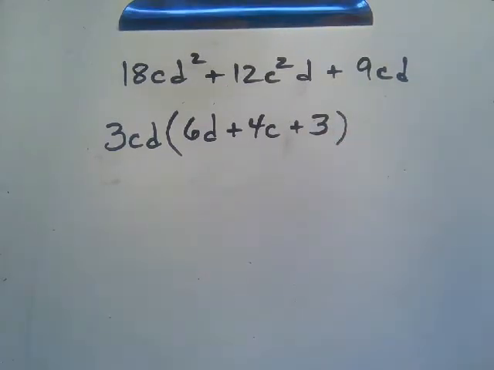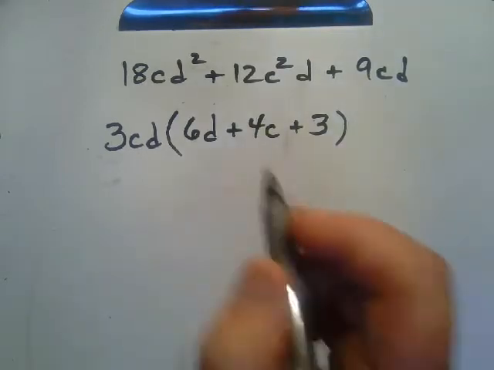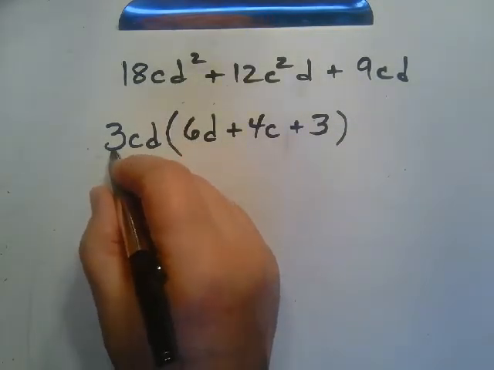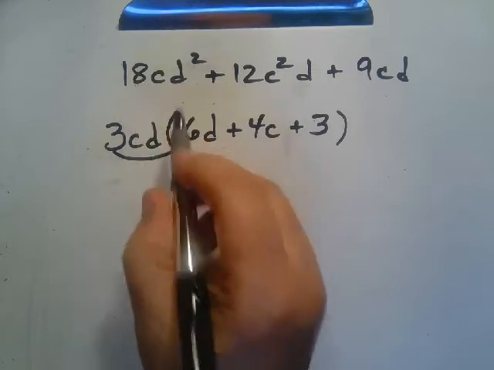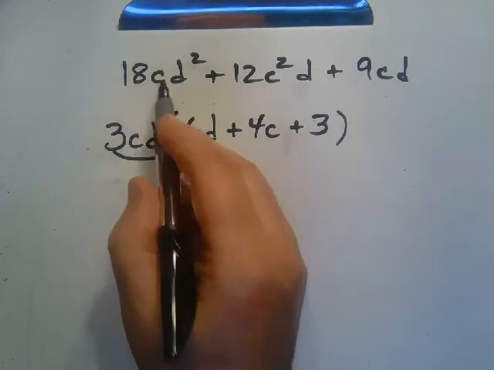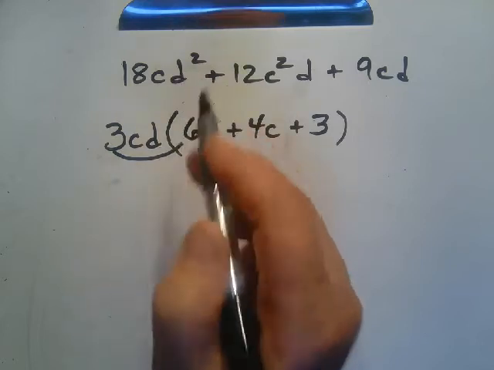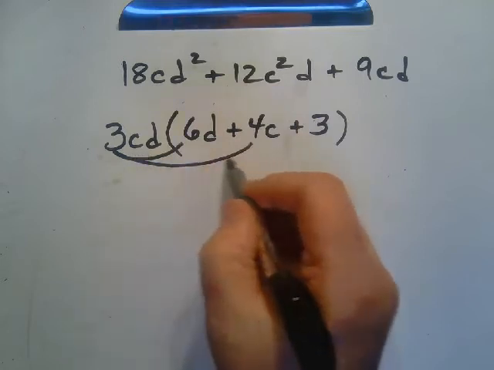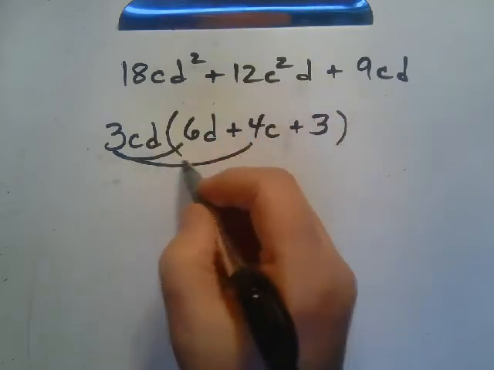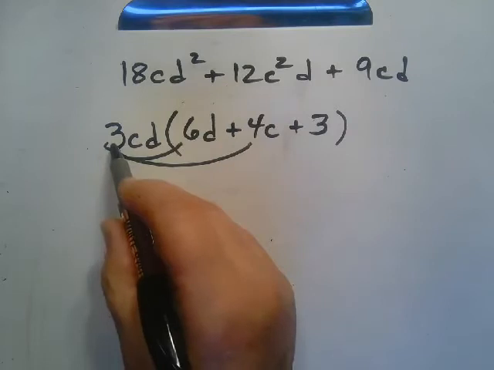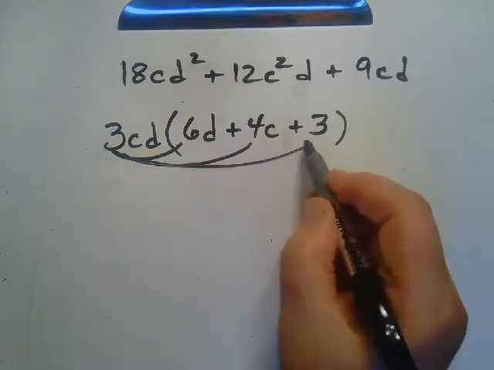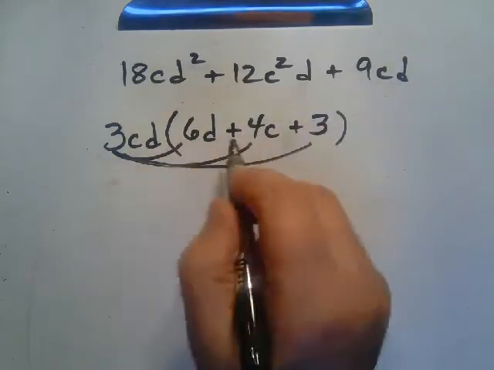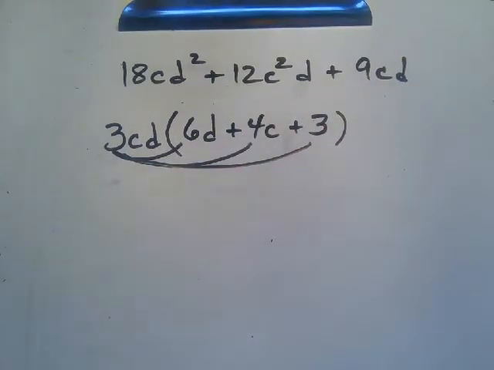So I want to double check to see that I did this. And this is a good practice to get into. So I'm going to check by redistributing. There's 18. That's right. C. That's right. D squared. That's right. Okay. Now 12. That's right. C squared. That's right. And D. That's right. Here we go. 9. This last one. 9. There it is. C, D. So if I multiply this back in, I'll see that I did have, in fact, the right factoring.